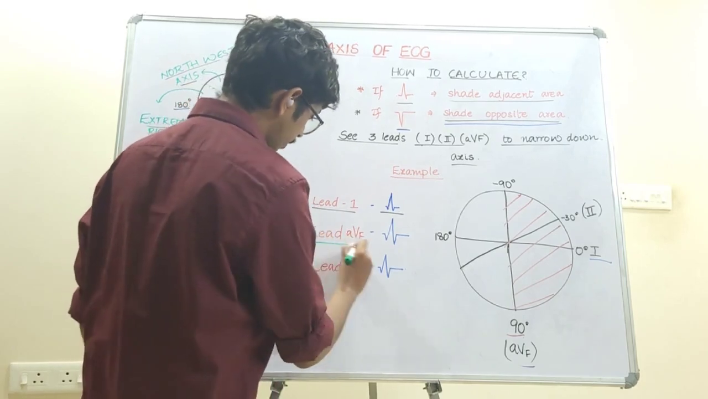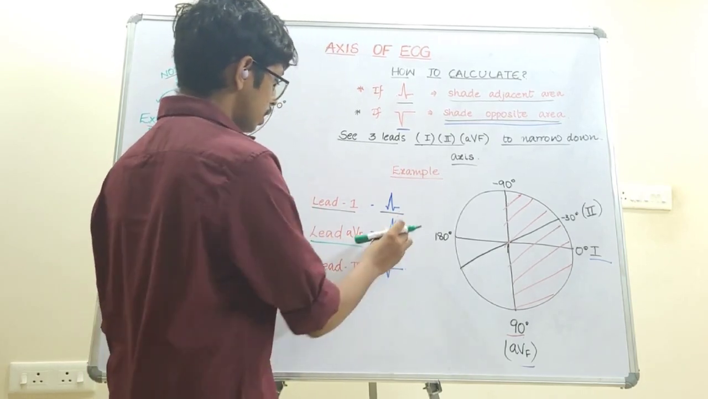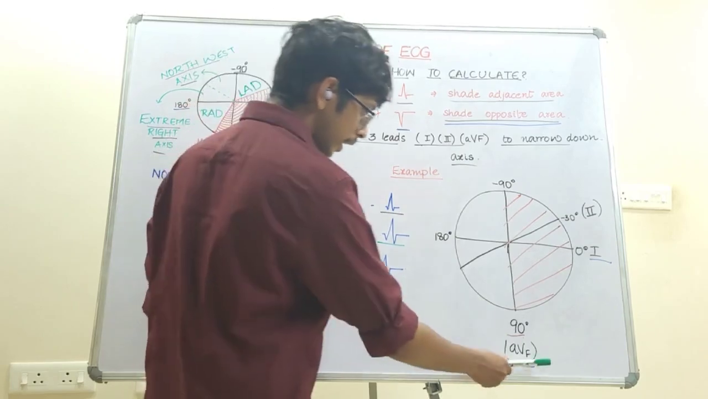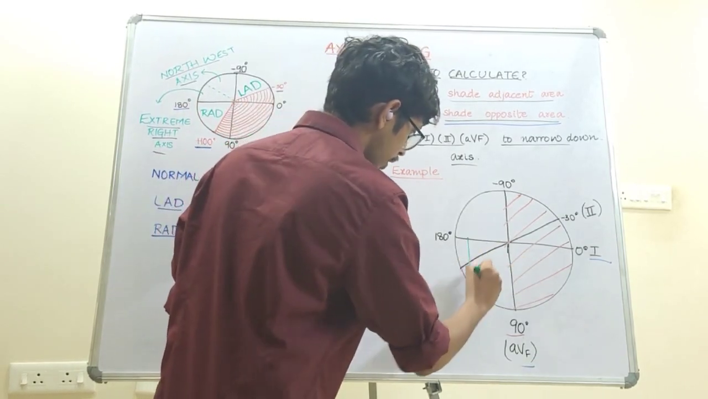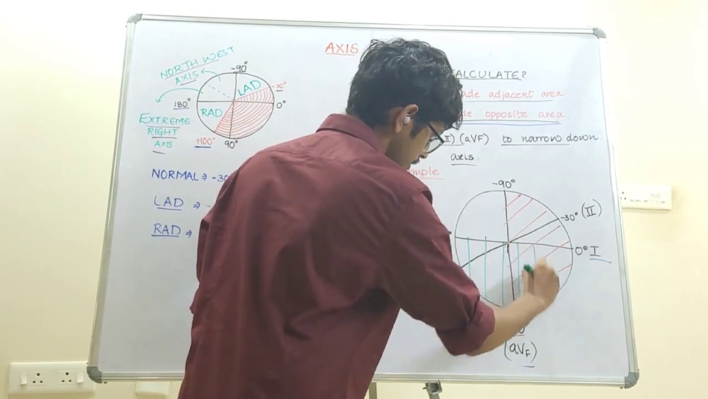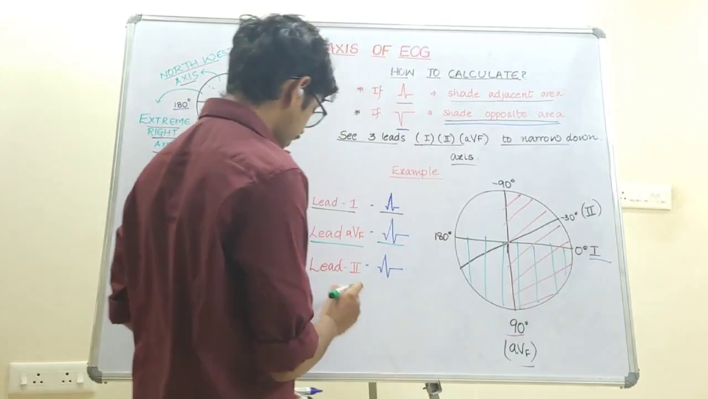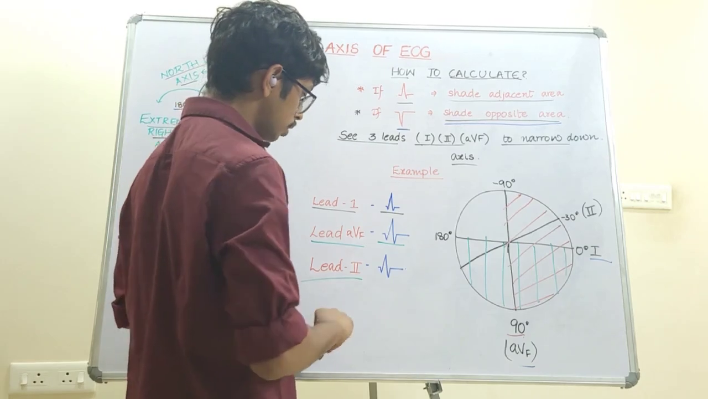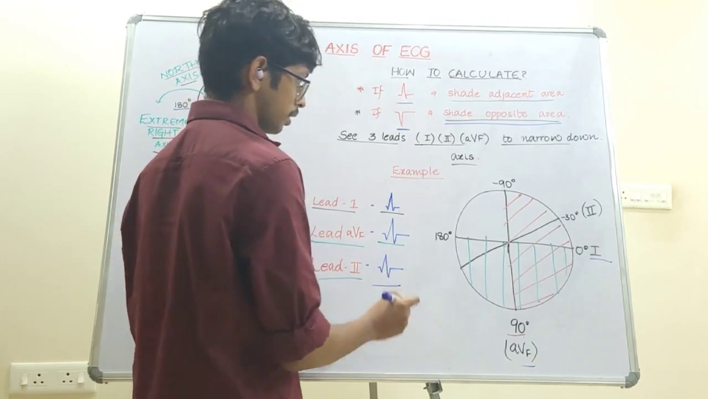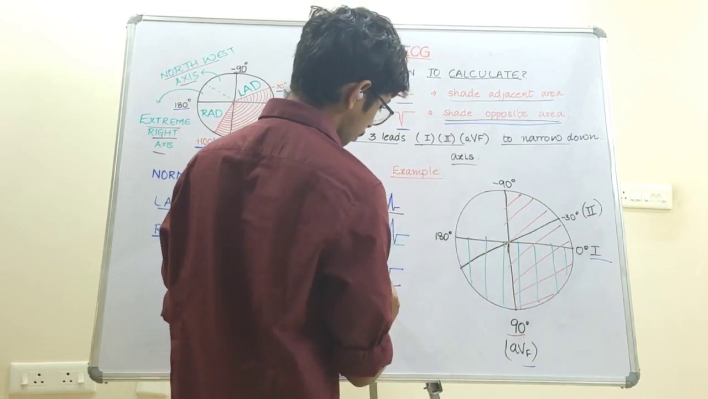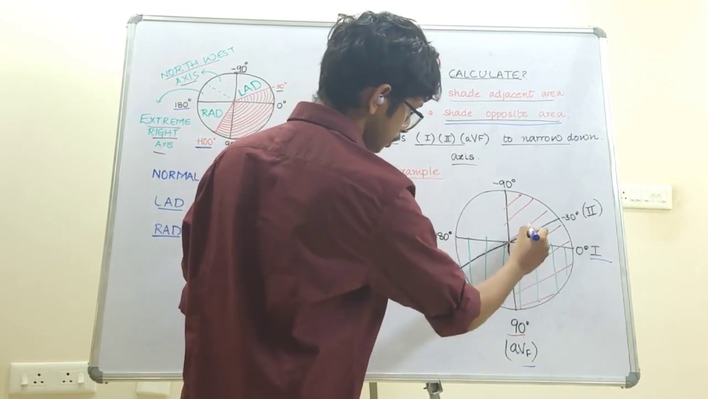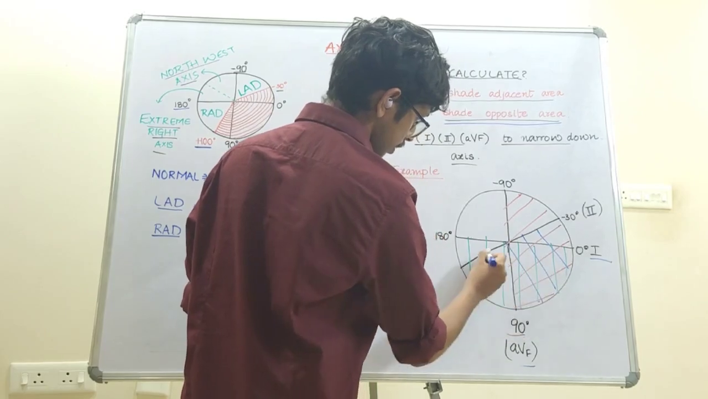Then you will see lead AVF. In lead AVF also, the QRS is positive, so you have to start shading this area. And finally you will come to lead 2. In lead 2 also QRS is positive. This is lead 2. If the QRS complex is positive, you have to shade this area. So you will start shading this area.